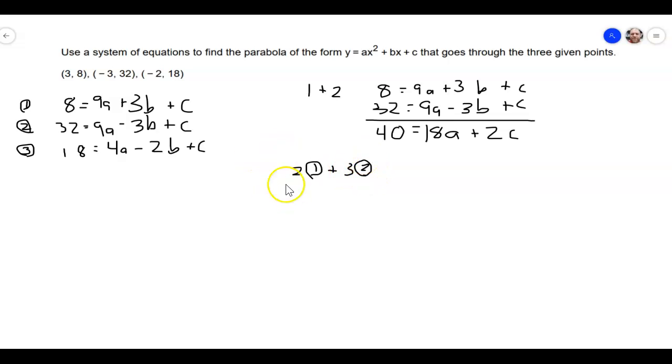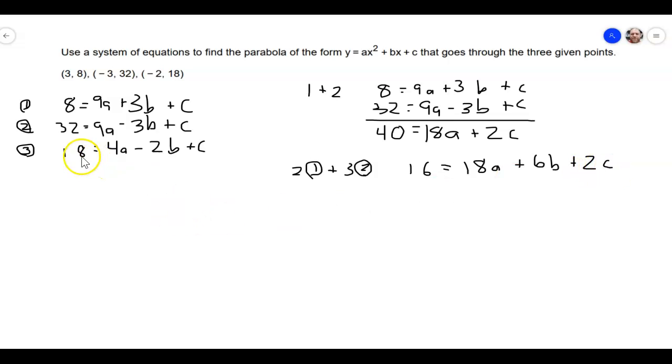And you can write it however you want. But the reason I do that, because if I multiply the first row times 2, that's going to give me a positive 6b here. And if I multiply the second row by 3, I'm going to get a negative 6b there. And then those b's will cancel out. So multiplying the first row by 2, that's going to give me 16 is equal to 18a plus 6b plus 2c.